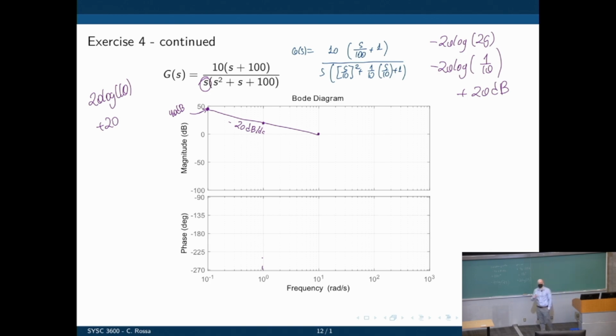So this one peaks at 10 radians per second because this is a complex pole. So it goes up by 20 decibels. At 10 to the power of 0, we are supposed to be at 0, but now we have this bump of 20 decibels, this peak that comes from this complex pole. So we go up to around 20 decibels, and then we come back down to where we started at 0.